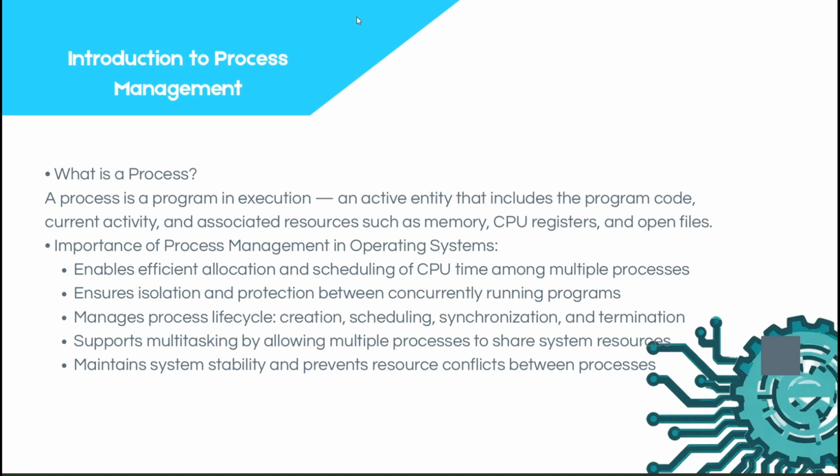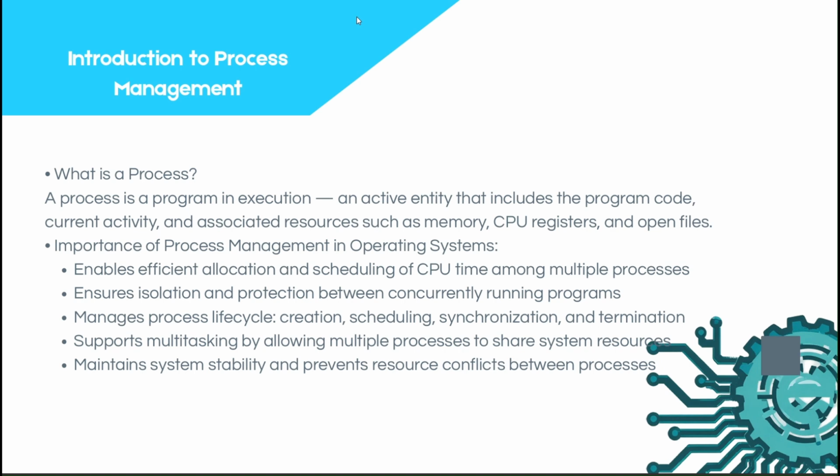The operating system performs several important tasks under process management. It creates new processes whenever applications are started. It schedules CPU time among different processes. It synchronizes processes whenever they need to communicate. It terminates processes when they finish execution. Importantly, it ensures that one process cannot interfere with another process. Without process management, applications would conflict with each other, causing system crashes and poor performance. Therefore, process management forms the foundation of multitasking operating systems. Now that we understand what a process is, let's move to our next topic, context switching.